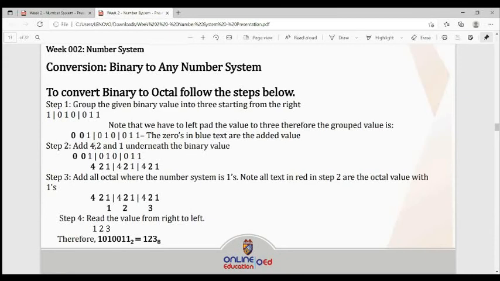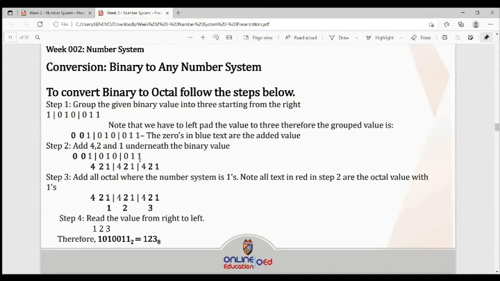And then, add 4, 2, and 1 underneath the value. Add 4, 2, and 1. Bakit 4, 2, and 1? Kasi 3-bit lang siya. We have 1, yung first bit, second 2, and 4. Kaya 4, 2, and 1. So, para hindi na kayo malito, i-disregard nyo na lang yan. Kunin nyo na lang agad yung equivalent ng bawat bit, 3-bit, into octal.